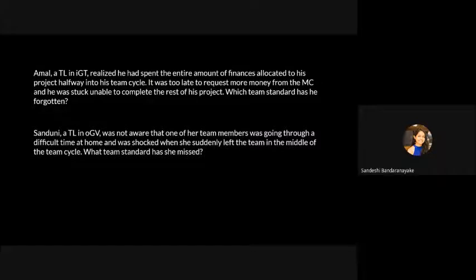Sanduni, a team leader in OGV, was not aware that one of her team members was going through a difficult time at home and was shocked when she suddenly left the team in the middle of the team cycle. What team standard has she missed? I'll give you all a hint for this also. This is in the performing stage. So which one do you think she has missed? Someone other than Hirusha, can you answer?